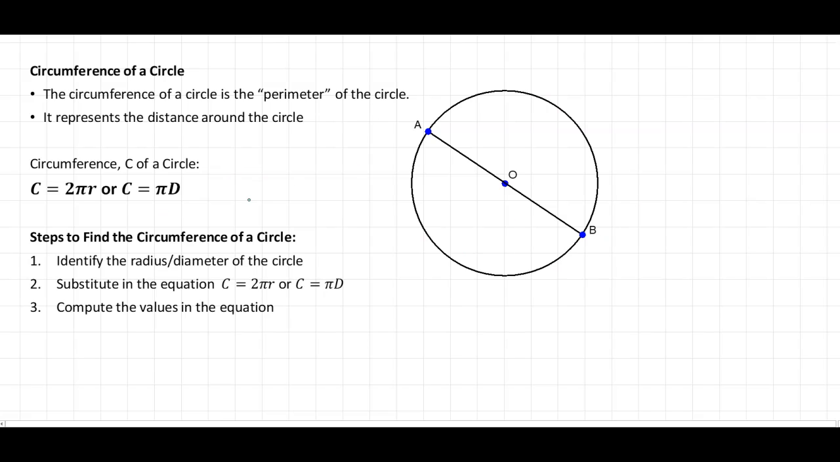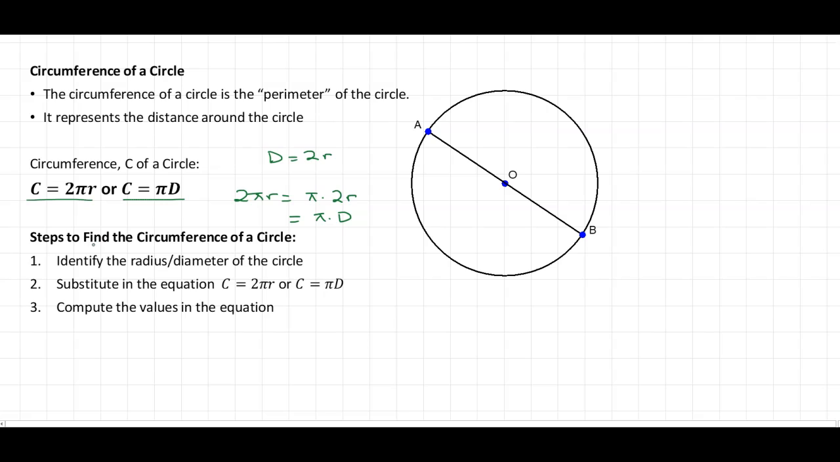The way we identify the circumference of a circle is we're going to use 2 pi r. Remember that diameter is the same as 2r. So you can see here that 2 pi r is the same as pi multiplied by 2r, which is the same as pi multiplied by diameter. So that's why your formula is pi multiplied by your diameter. That's why you also have this formula.